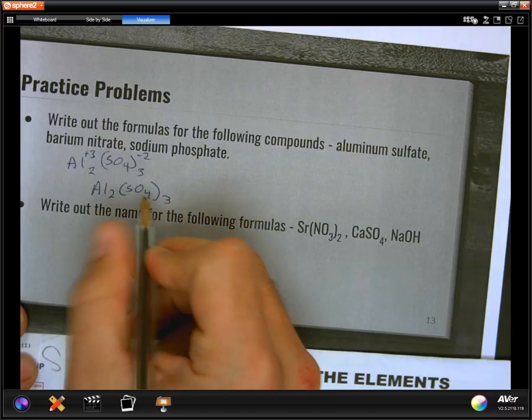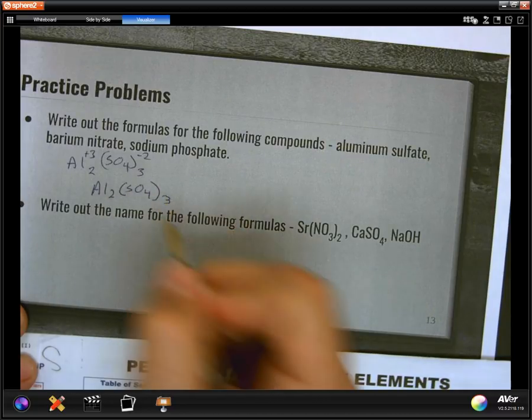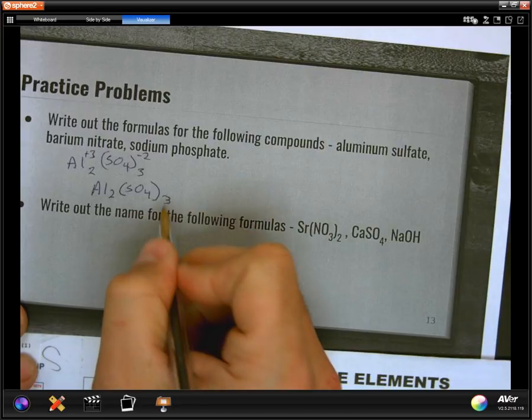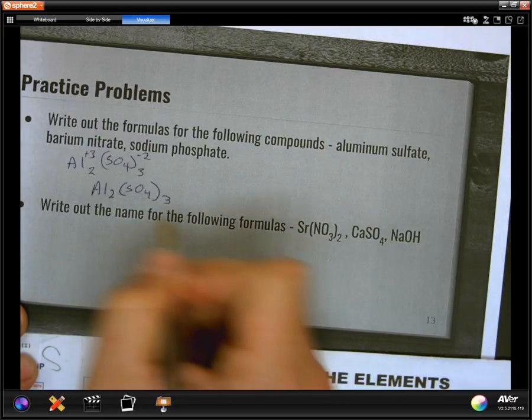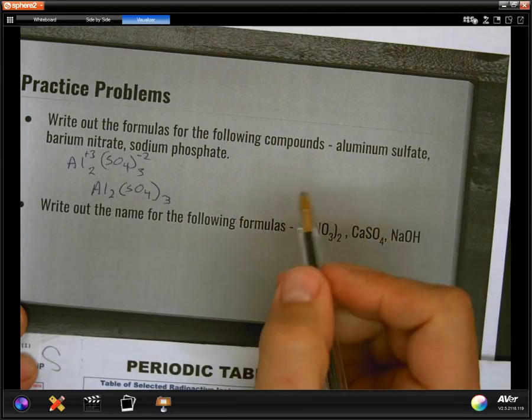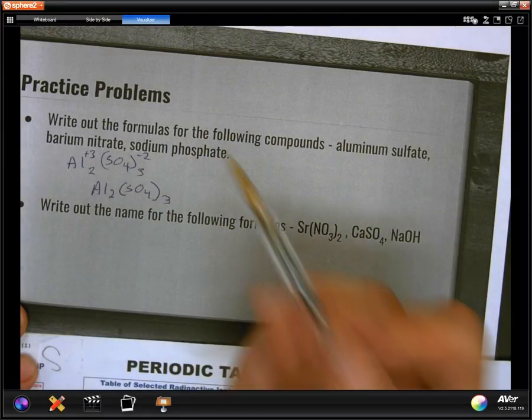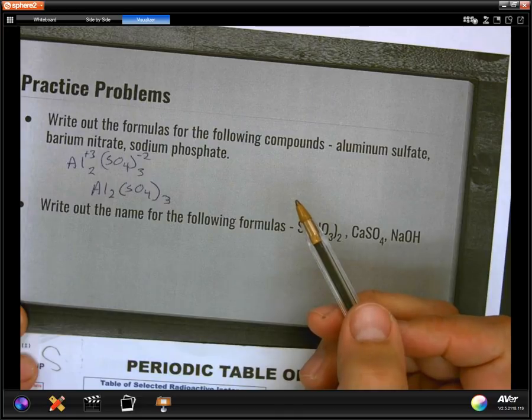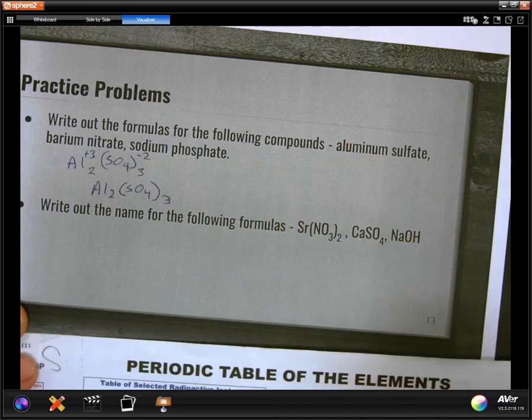So when I put a 3 here, I have to triple the amount of SO4s there are. So you need to leave the parentheses there if there's a subscript present for that. And you'll see an example of that here in a second. All right, pause the video, try the next two, and then turn it back on when you're ready to check the answer. Okay, welcome back.